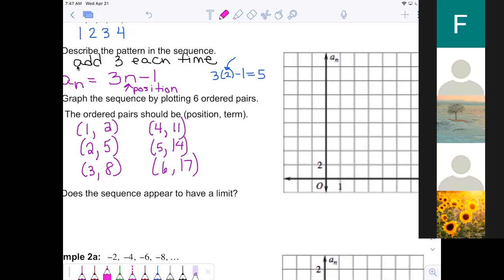And notice that it is labeled as a sequence. So a sub n is the number in the sequence. The n would be your position. So n is the position. And then a sub n represents the term. So the axis is labeled to graph a sequence. So up to 2, and then 5, and so on.